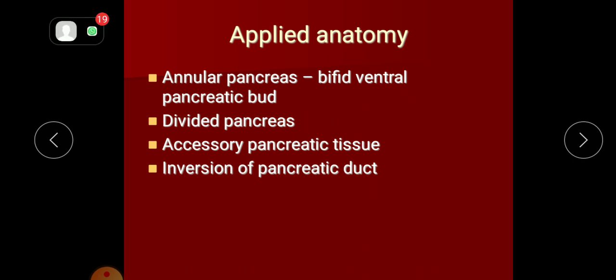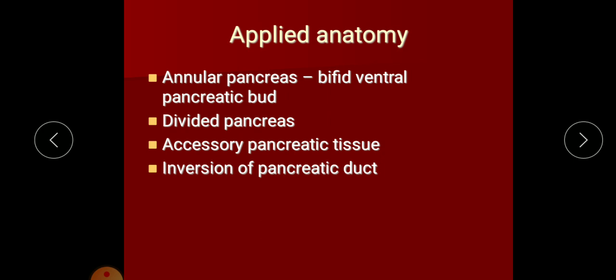One of the very common applied aspects you get here in the pancreas is annular pancreas. You find this pancreas forming just like a ring, constricting the second part of the duodenum. And one of the very common radiographic signs you get there is a double bubble sign, just like that of stenosis. Fine. So what is the embryological cause that causes the annular pancreas?